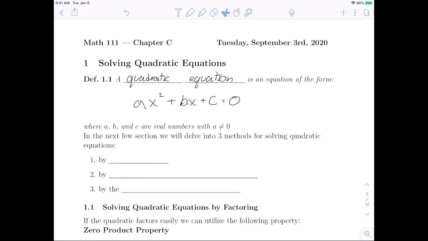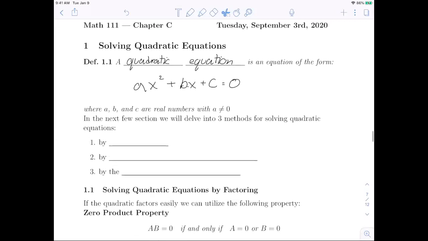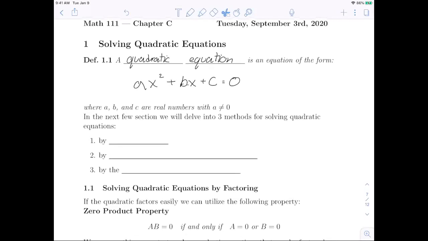Okay? So what we're going to do in this section is we're going to dive deeper into 3 different methods for solving quadratic equations. One of them, the first one we're pretty familiar with. We're going to do it by factoring. The next one is by what we call completing the square. Does anyone know what the last one is? Yeah, it's called the quadratic formula.